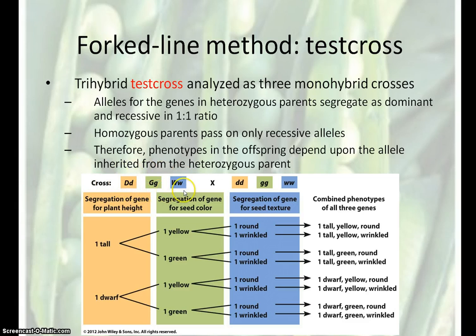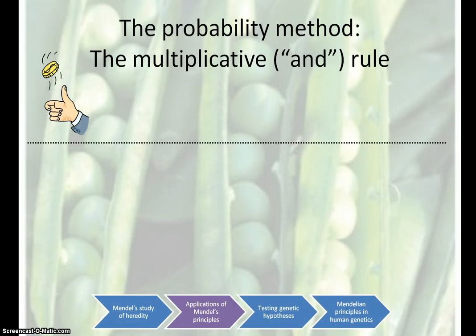If the heterozygous parent passes on the dominant trait, you're going to see the dominant allele, you're going to see the dominant phenotype. If the heterozygous parent passes on the recessive trait, you're going to see the recessive phenotype.